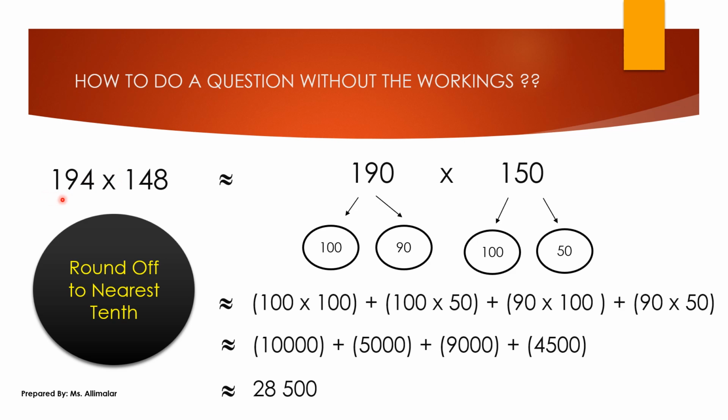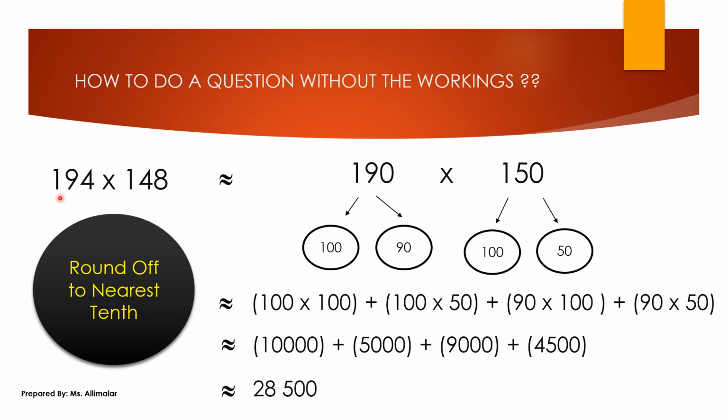Okay, now 194 times 148. What you should do is, in this slide we're going to round off to the nearest tenth. Now look here, which is the tens place? Is it 4? 4 is ones. Is it this one? This is hundreds. How about 9? 9 is in the tens place, correct?